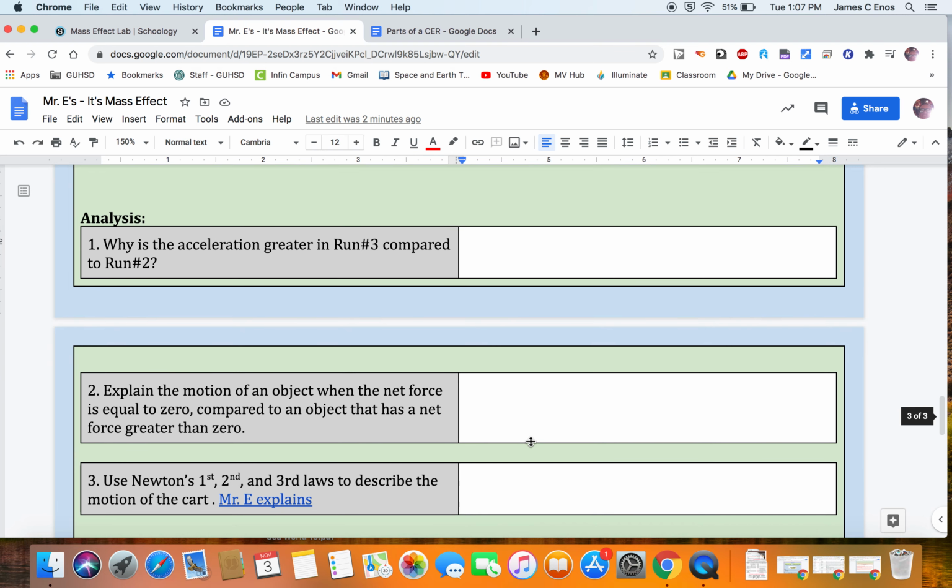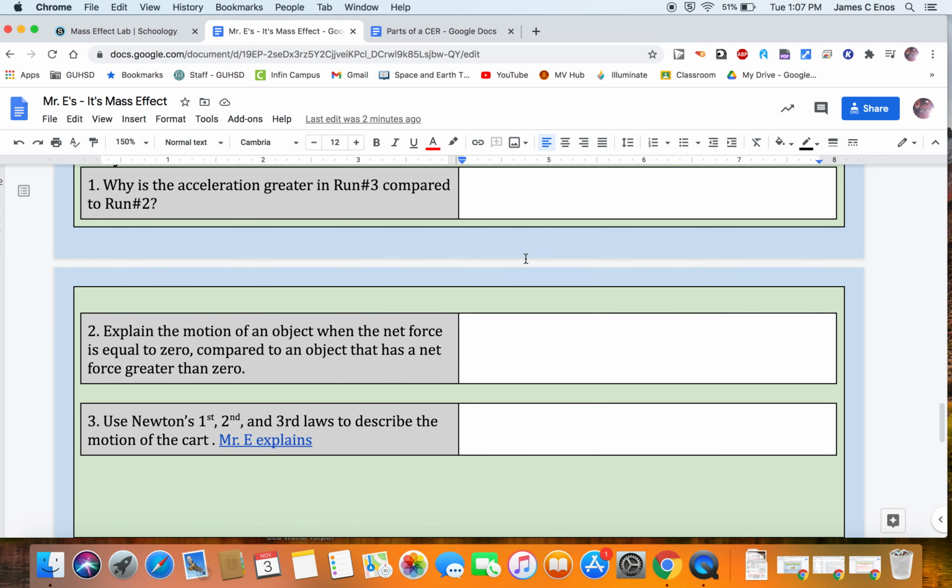Getting into the analysis, I want you to analyze this data, saying why is the acceleration in run number 3 greater than run number 2? Explain the motion of an object when the net force is 0. I will tell you right now, it is not that the motion of the object is motionless. It could be motionless, but that doesn't mean it's always motionless when the net force is 0. Compare that to an object that has a net force greater than 0.